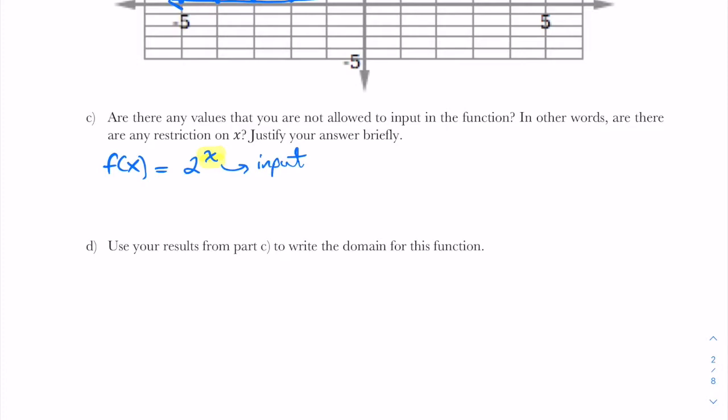The question I always like to ask is, first off, are you allowed to input any positive number that you want? And hopefully, as you realize from the table of values, yes, all positive numbers are allowed. 2 to the exponent 1, 2 to the exponent 10, 2 to the exponent 20. Any positive number you want is allowed. What about 0? Are you allowed to input 0? Yes, you are, because 2 to the exponent 0 is 1.